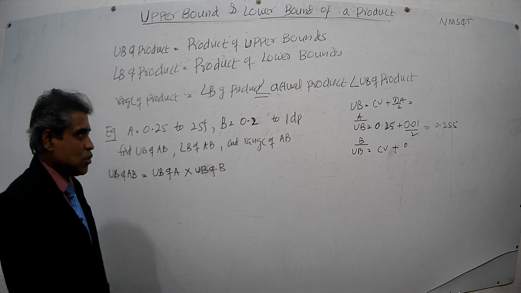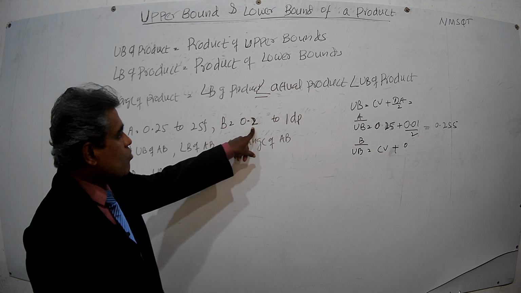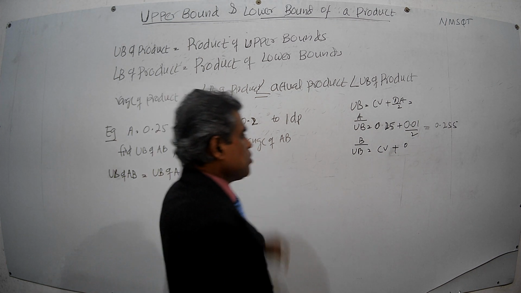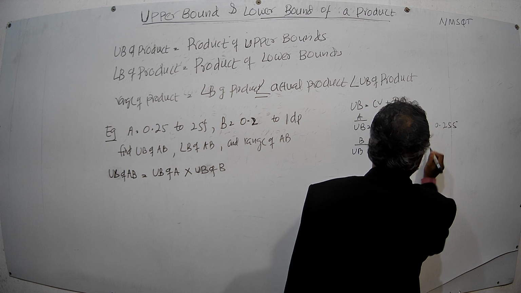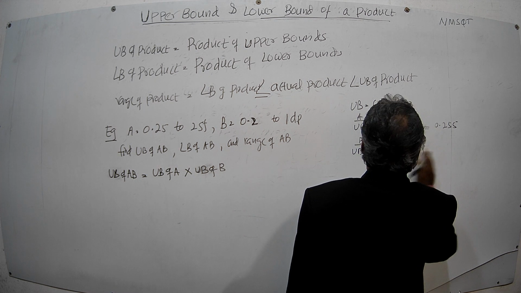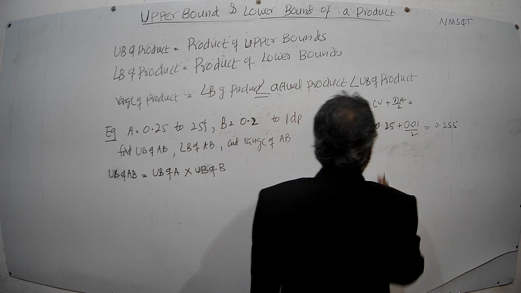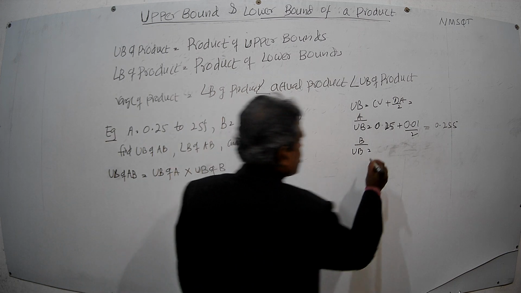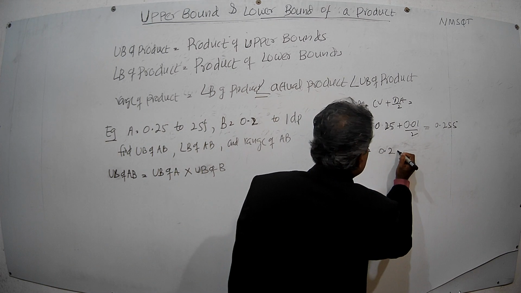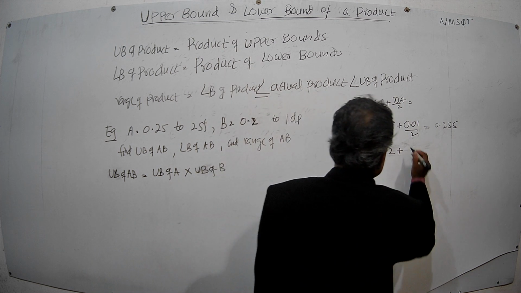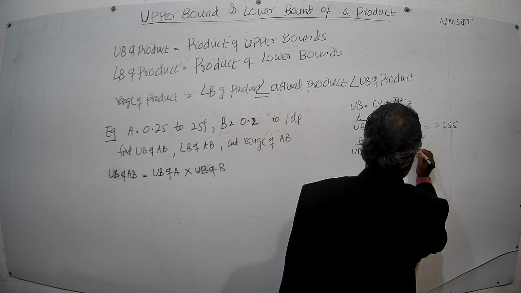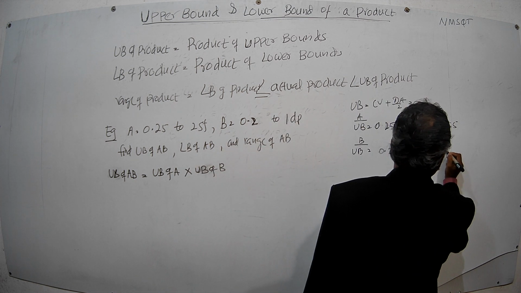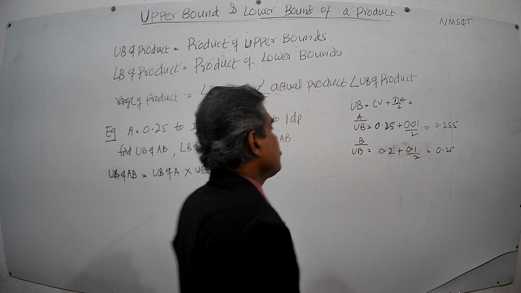Correct to 1 decimal place, 0.2. Then 1 decimal place means 0.1 is the degree of accuracy. Then divide by 2. Then here, corrected value 0.2, plus degree of accuracy. As I told you a while ago, 0.1 divided by 2, as it is correct to 1 decimal place, right? 0.1 is the degree. Then put it here, then you get 0.25. Okay.